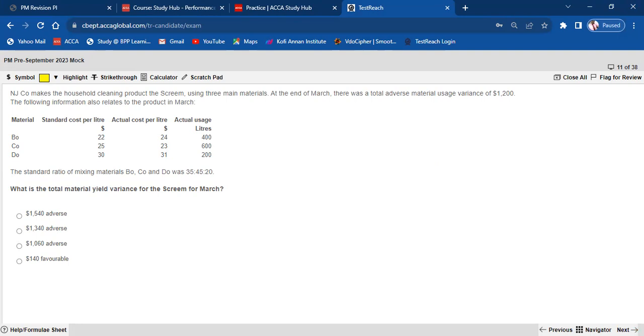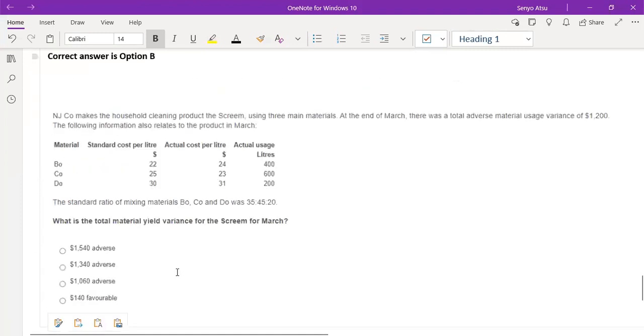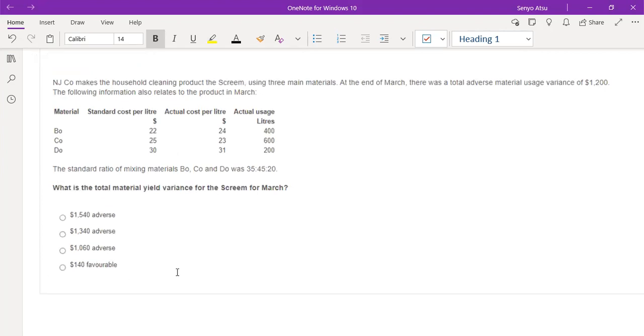My favorite topic, variances. Anytime I teach PM, my favorite topic is variances. But these days, it doesn't come up a lot. So I am narrowing down my emphasis on variances in class. But hey, you saw we did vegan the last time. Big question, section B, 20 marks. Material yield variance. I'm sure, revision point.